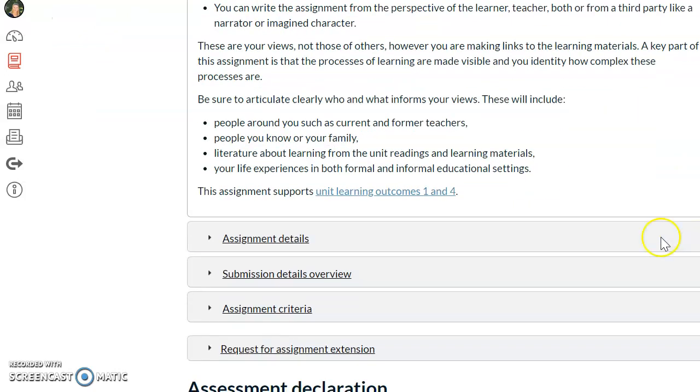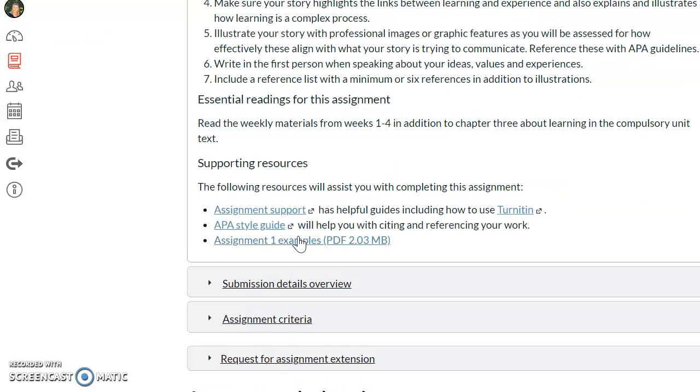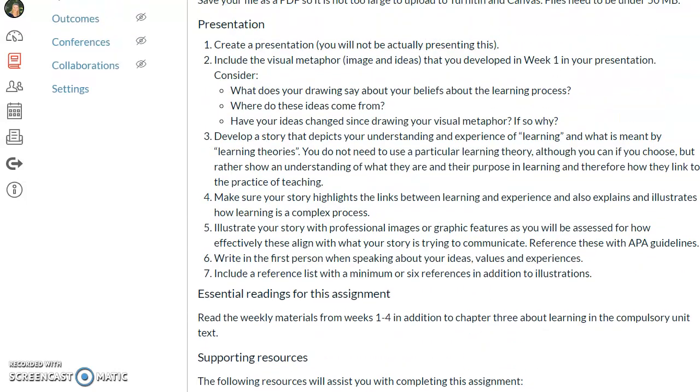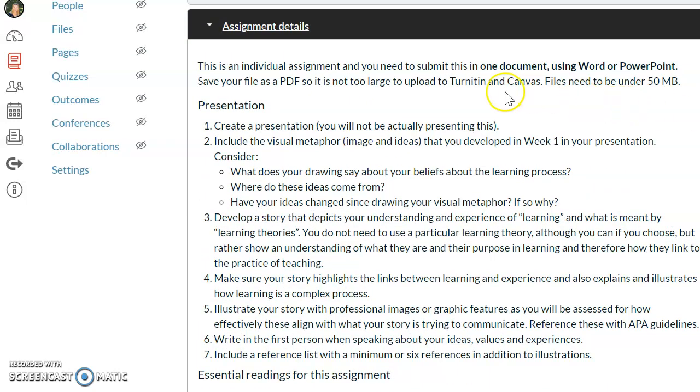So let's keep going here. Our assignment details. We've got some steps here that will help us as we create it. So this is an individual assignment, and we're asking you to submit one single document. So you might use Word or PowerPoint to complete your assignment. We do ask that you convert your file to a PDF, just so it's not too large for our Canvas system, because we'd like it to be under 50 meg. And I've got some information about how you can do that in our Padlet.